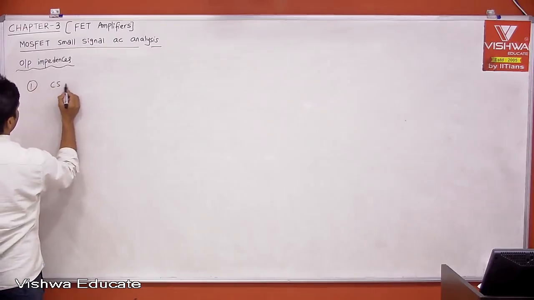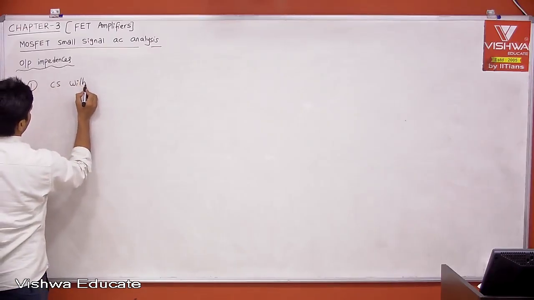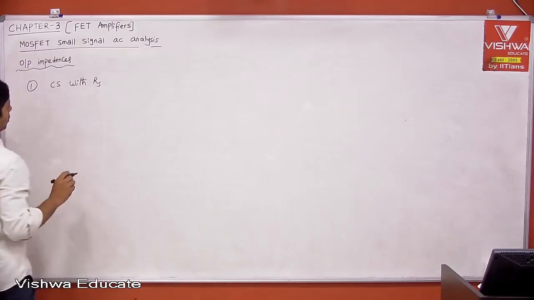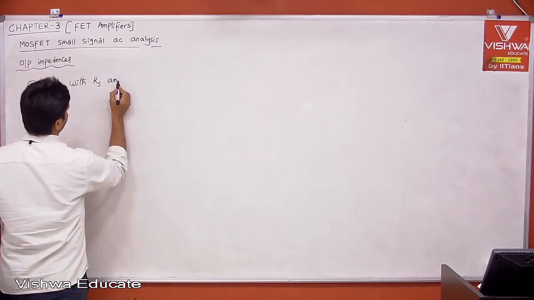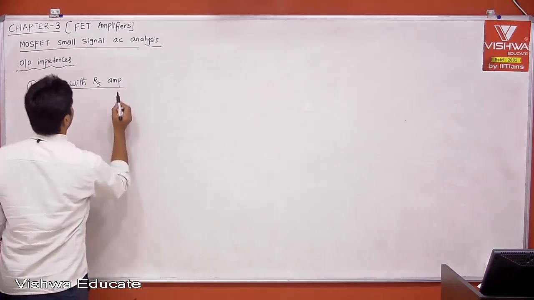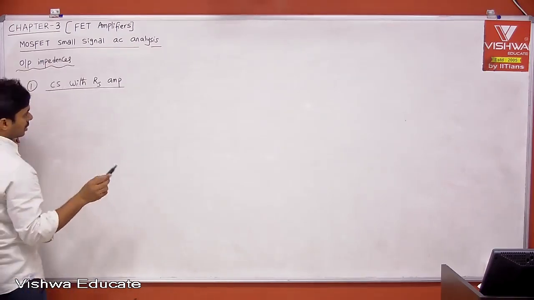Number one, CS with RS amplifier. Then take RS as 0, and you will get the CS amplifier. Easy, okay? CS with RS amplifier. First of all, don't write, listen.